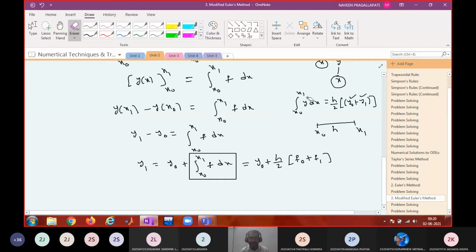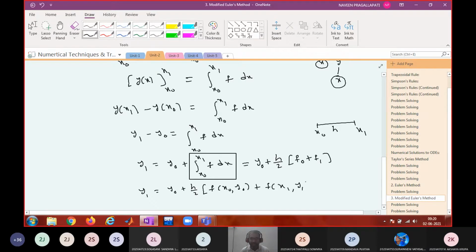Agreed or not? What is f0? f0 is f(x0, y0), plus f1 is f(x1, y1). Now it is surprising to see that the y1 value is expressed like this, which contains y1. We don't know the y1 value, but this expression is asking for y1 as input. Do you understand?